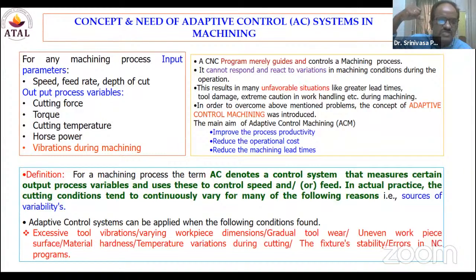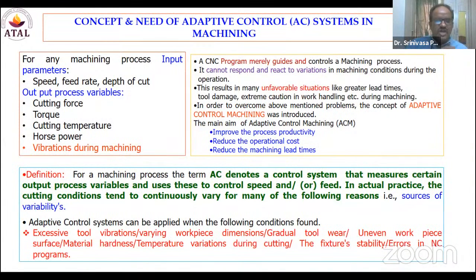So these parameters will be altered when any sources of variability are identified during the machining. Another key terminology in the implementation of the logic of this work presentation is sources of variability. What are the sources of variability? Again, that will be discussed in the next slide.